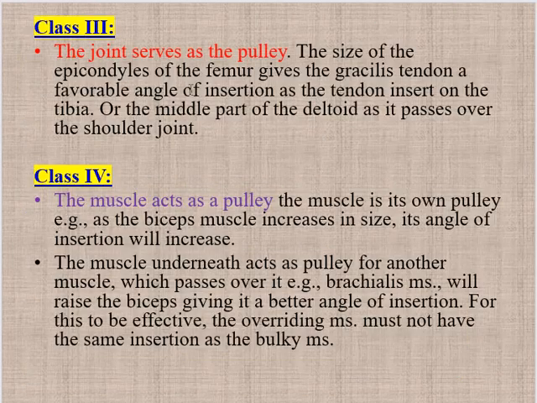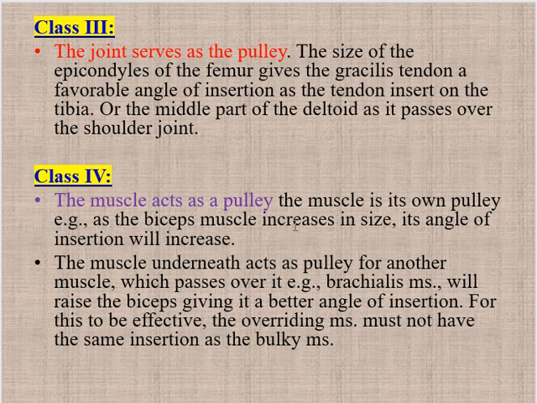Class 3. The joint serves as a pulley. The size of the epicondyles of the femur gives the gracilis tendon a favorable angle of insertion as the tendon inserts on the tibia, or the middle part of the deltoid as it passes over the shoulder joint. So we can say that the joint also serves as a pulley. Similarly, in class 4, the muscle acts as a pulley. The muscle is its own pulley.